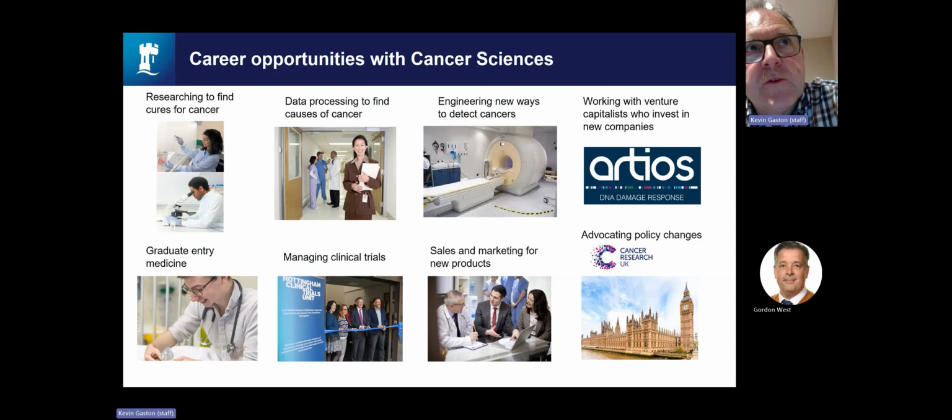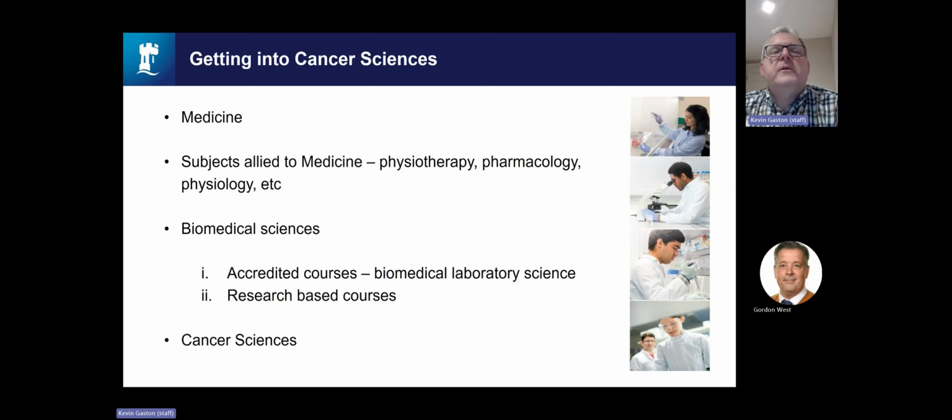So although the traditional way is to go straight into medical school, and a lot of students go straight into medical schools, there's also graduate entry medicine where people with a degree in, for example, cancer sciences or biomedical sciences can go into any of these different areas and also do medicine as well. So I want to just talk a little bit about how people can get into these different areas.